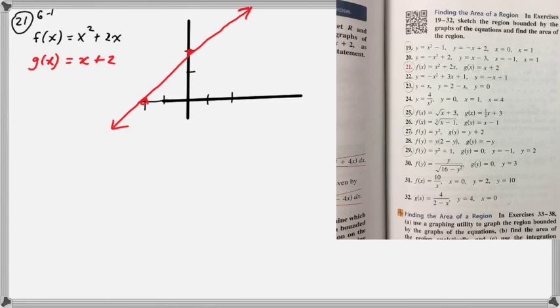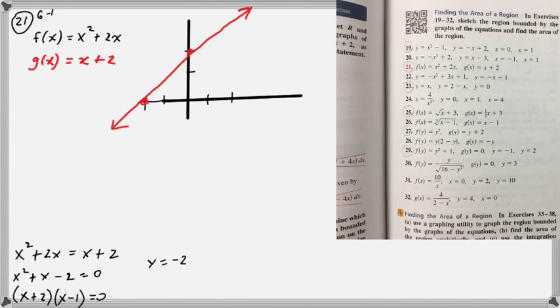To find out where they meet, you would set them equal to each other. So x squared plus 2x is going to equal x. If I make it equal 0, I would subtract the x and subtract the 2. This factors into (x plus 2)(x minus 1). That tells me that they meet at -2 and at 1. If you put a 1 into either one of these, you're going to get a 3. If you put a -2 into either one of them, you're going to get a 0.